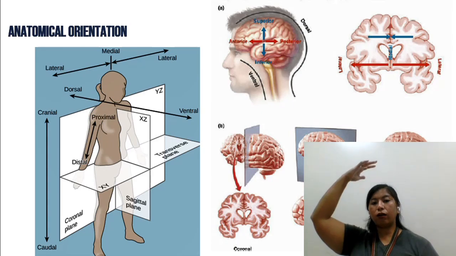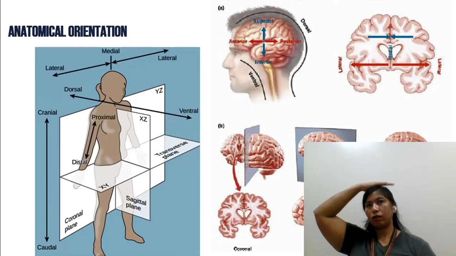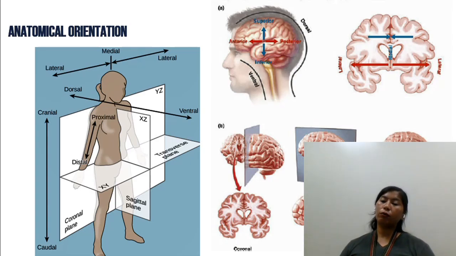Then on the vertical orientation, again, we are referring to our cranial, our skull, literally, and then caudal, we are referring to the sole of our feet.